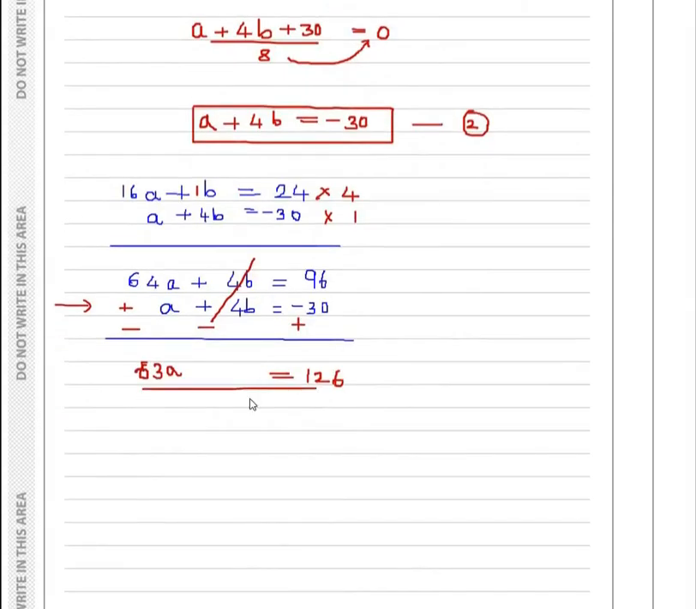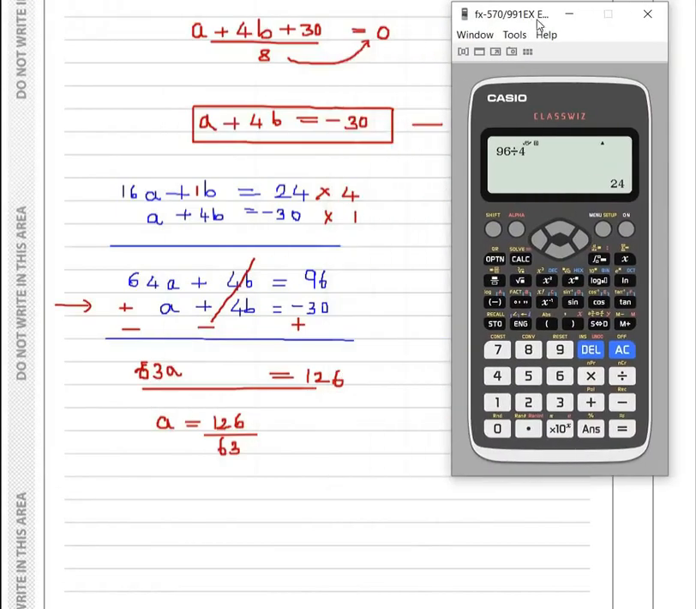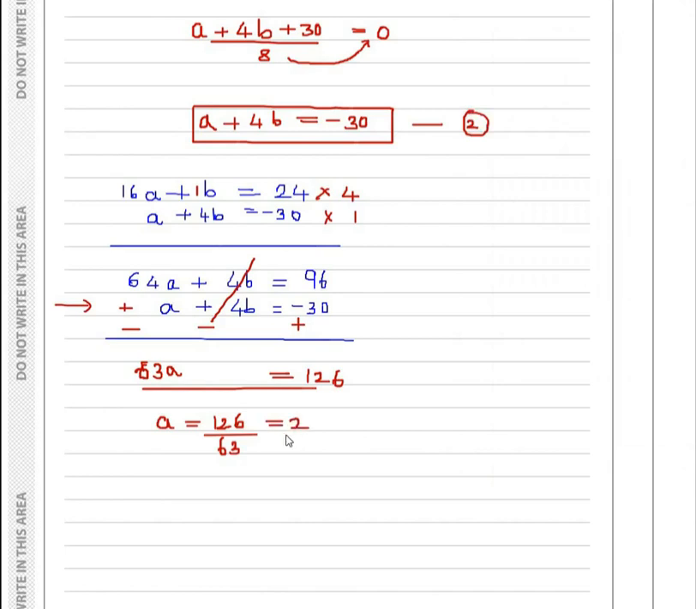Let us find out the value of a then. a is equal to 126 over 63. Let us calculate that. So here 126 divided by 63 gives you an answer of 2. So the a value we have got is 2.